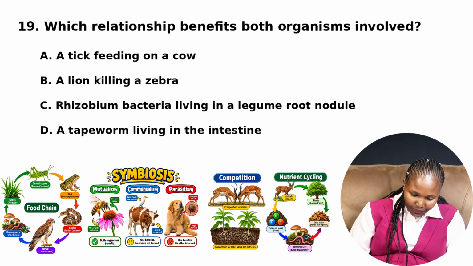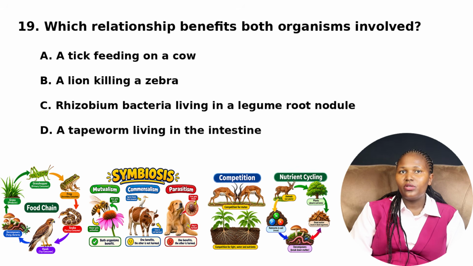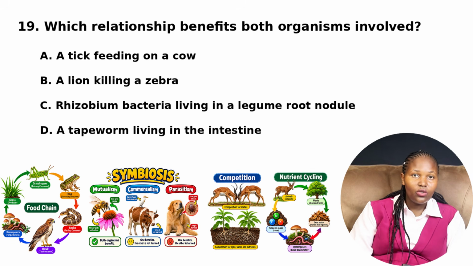And then with that, maybe we can look at the rest. Looking at options A, B, C, and D, and what the year will help you to know. Now, when we talk about a tick feeding on a cow, only the tick is benefiting, but the cow is harmed, you see.